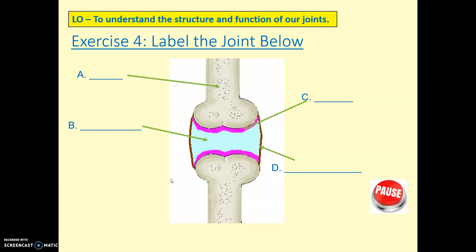Okay, your time is up there. We're going to go through this now. So A, simply this is a bone. So remember, a joint is formed between 2 bones. B is synovial fluid, which reduces friction. C is cartilage, and D is the synovial capsule which holds the liquid in place.